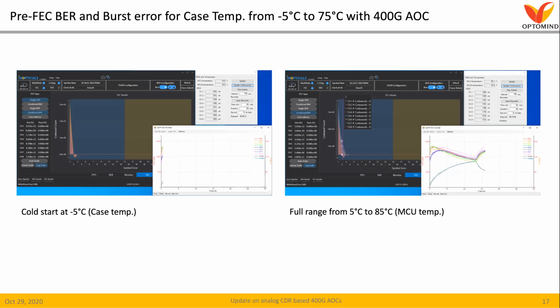As you could see, RSSI values for all 8 channels moved similarly together along with the full temperature range from 5 to 85 degrees C of MCU. That means optical coupling for all 8 channels should be stable for a wide range of temperature.